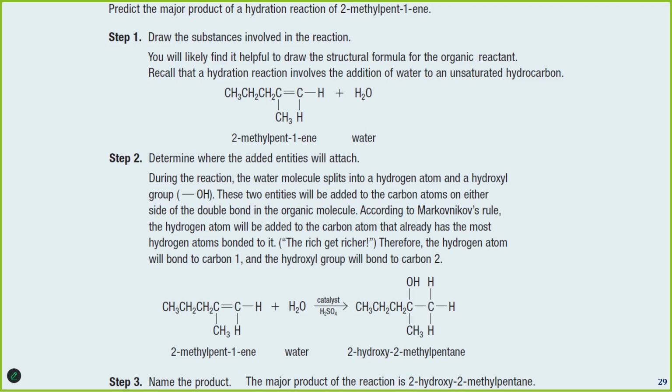Well, simply, the rich get richer. Therefore, the hydrogen atom will bond to carbon 1, and the hydroxyl group will bond to carbon number 2. And we can write the whole formula of this reaction, right? The main product will be 2-hydroxy-2-methylpentane.